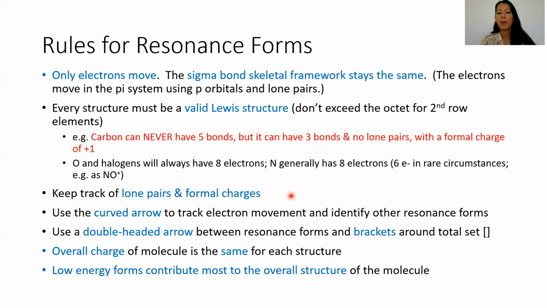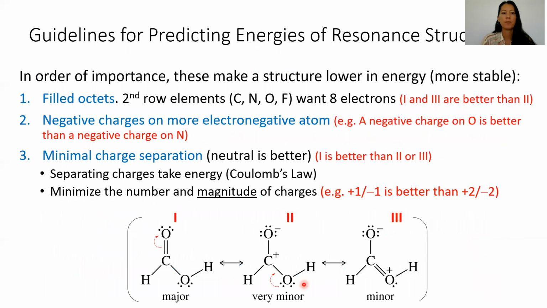Keep track of lone pairs and formal charges, draw those. Use curved arrow notation. This will help a lot to track electron movement and help you draw other resonance forms. We use a double-headed arrow between forms and a bracket around the entire set. And the overall charge of the molecule is the same for each structure. The lowest energy forms are the major ones and contribute most to the overall structure.